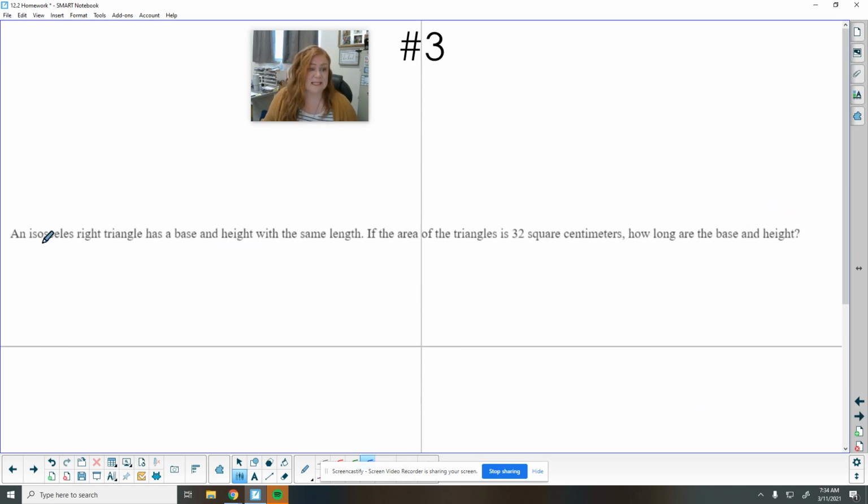Okay, number 3 says an isosceles right triangle. So isosceles means that 2 of the sides are the same and it has a right angle. So this side is the same as this side.